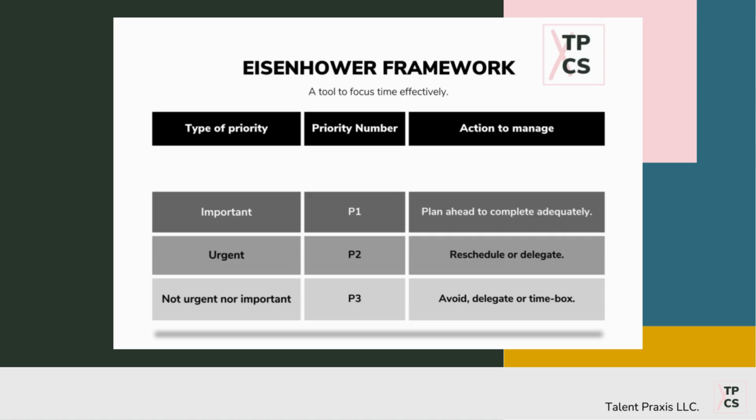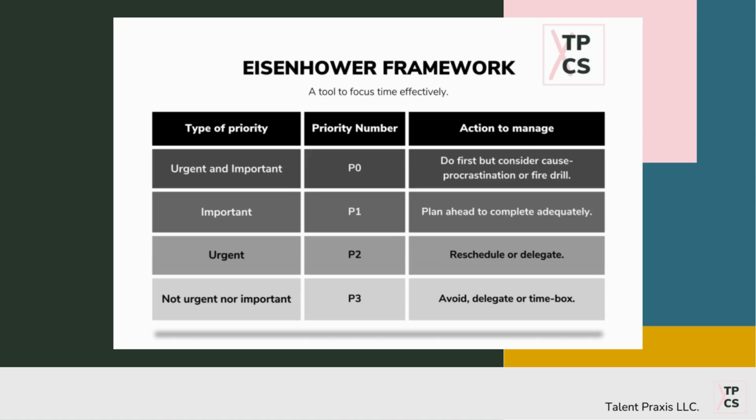The next category in the Eisenhower framework is work that is important. So this is the work that you should be spending the majority of your time on. The work that directly impacts your goals and directly impacts the vision for your team. This is your priority one work, and really you want to be planning ahead to make sure you have enough time to complete it adequately. So when you're looking at filling up your time in your week, in your month, in your day, first, you want to prioritize and schedule time for your important work.